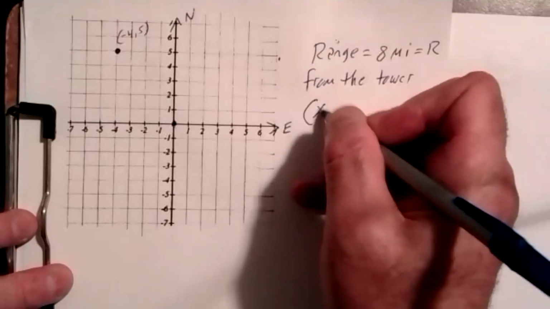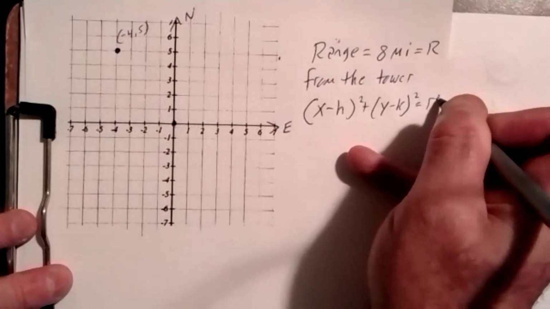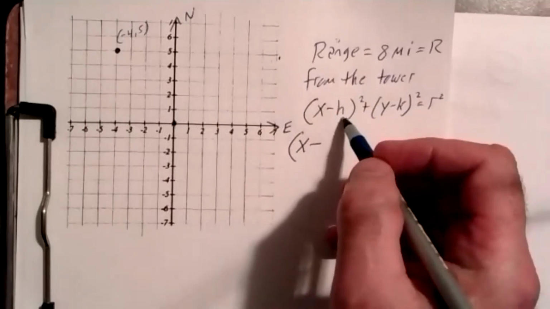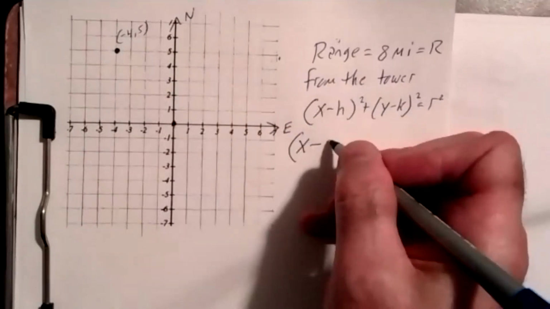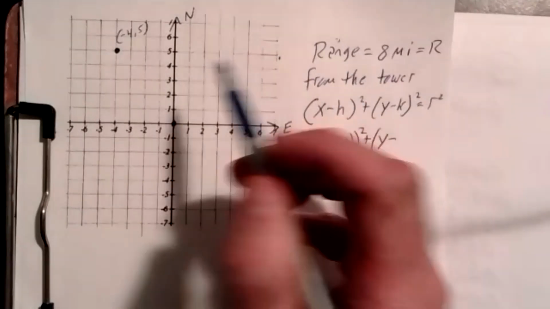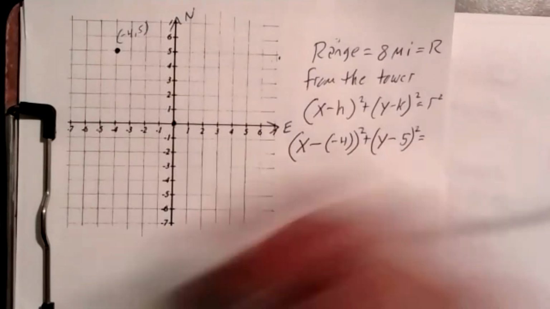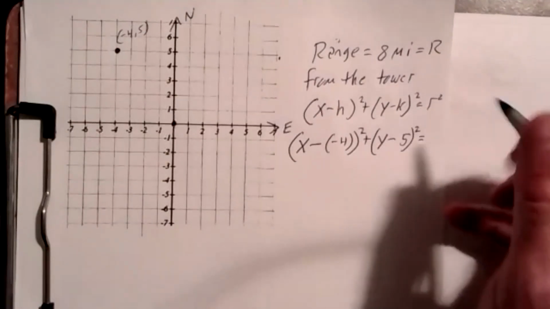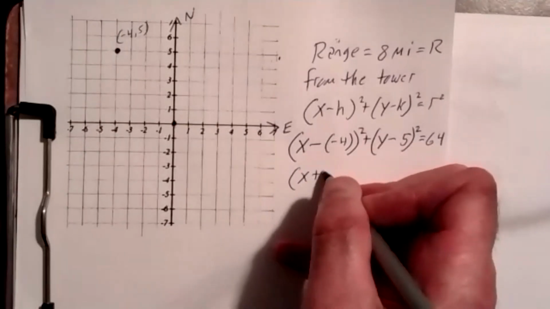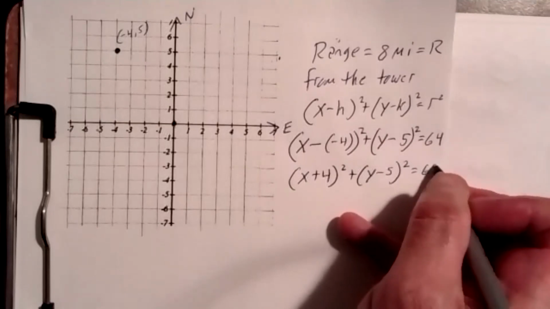So therefore, the equation of our circle is going to be (x - h)^2 + (y - k)^2 equal to the radius squared. That's going to be the equation of our circle. So it's going to be x minus, what's the x coordinate? -4. So (x - (-4))^2. Then (y - 5)^2, where 5 is the y coordinate of the center, and that's equal to the radius squared, the radius being 8 miles. The square of 8 is 64. So therefore, (x + 4)^2 + (y - 5)^2 = 64.